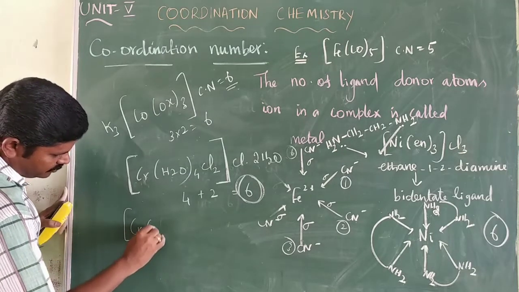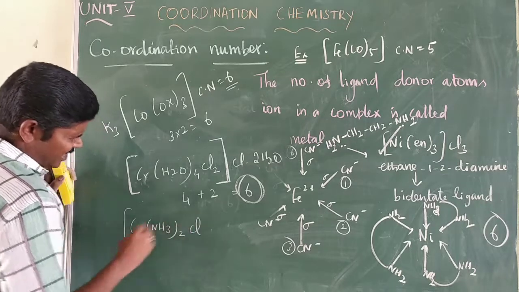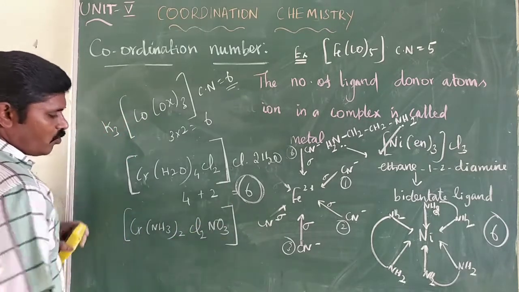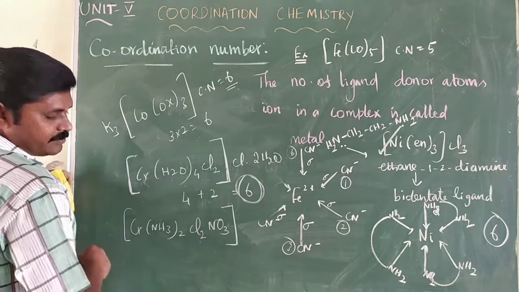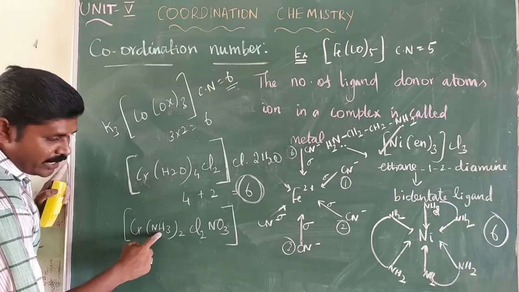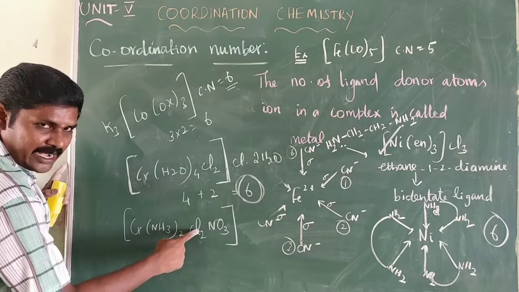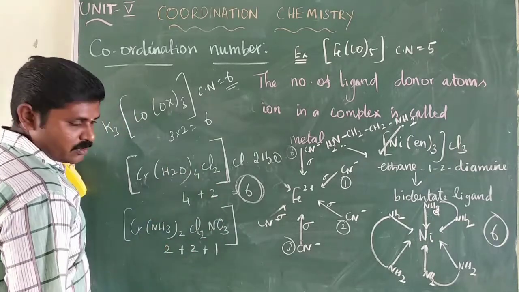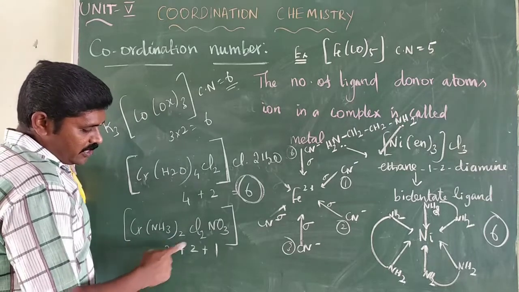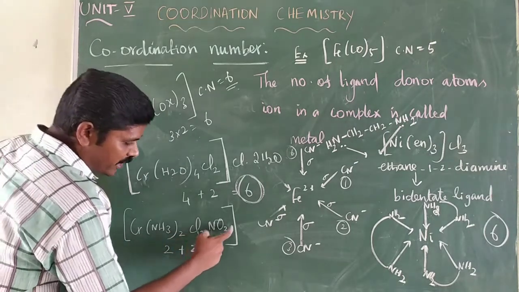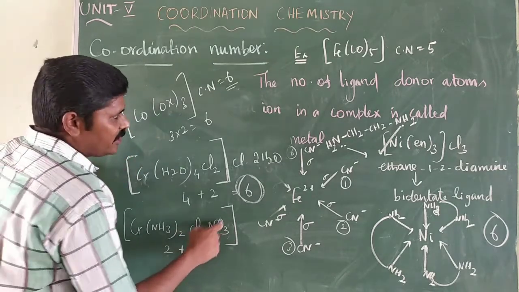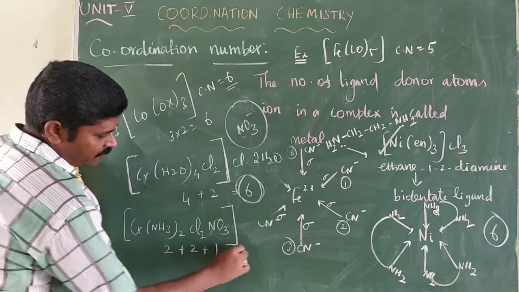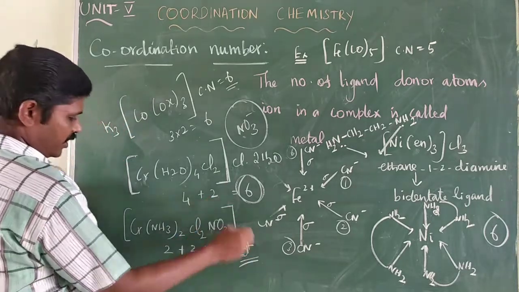Okay, so [Cr(NH3)2Cl2(NO3)]. Right? So the coordination number of the complex: monodentate ligand NH3, 2, plus monodentate ligand chlorido, 2, plus NO3- nitrate, a monodentate ligand, 1. Do not calculate the 3 in NO3, it is only one ligand. NO3- is a nitrate ligand, so 1 times 1. So the total coordination number is 2 plus 2 plus 1, which is 5. Coordination number 5.